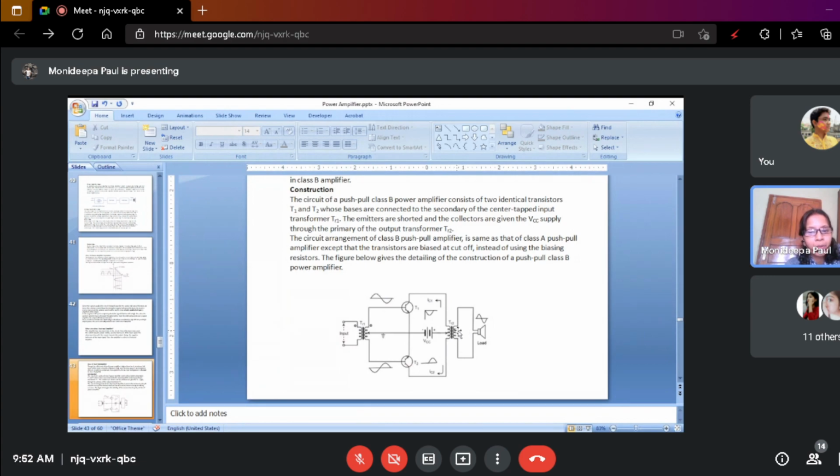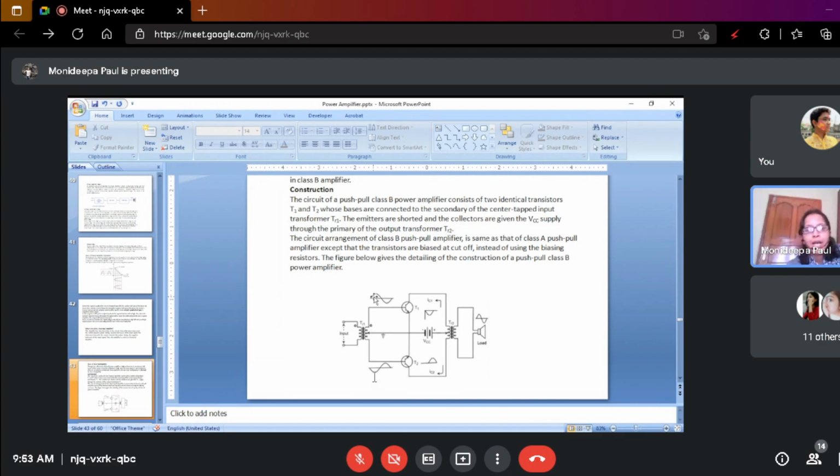This transformer secondary winding is not center tapped, and is directly connected to the load, that is the loudspeaker. So here the input voltage is center tapped, but the transformer secondary is not center tapped, and we get the output voltage during the positive half cycle. So during the positive half cycle of the input voltage, we get this signal. If we draw the voltage, this should be in the same phase.